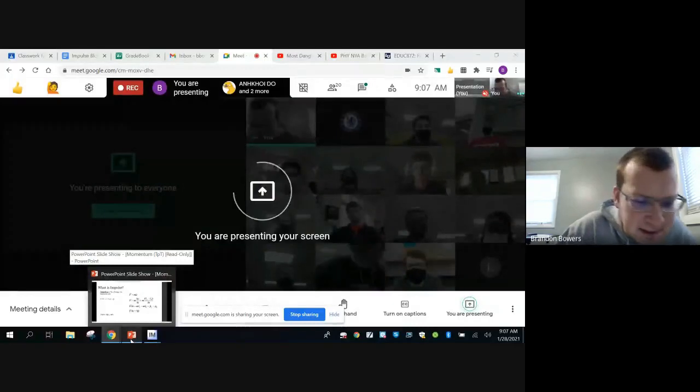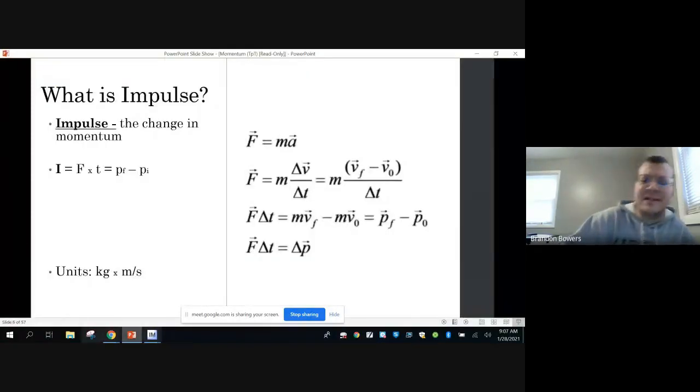What I am going to do is just present my screen real fast, just to show you a little review of impulse and what impulse really means. Okay, what is impulse? We ended on this slide, right? So we said impulse was the change in momentum. So impulse is equal to the force times time, which is equal to the change in momentum, right?